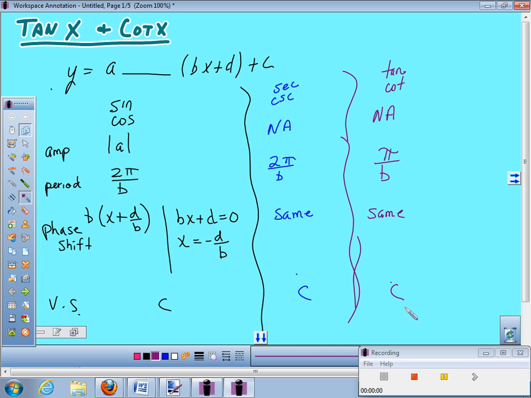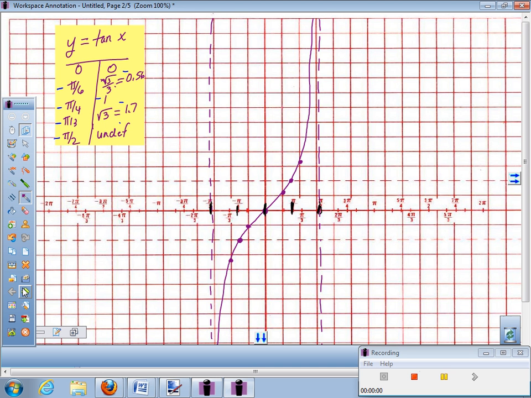So the main thing you have to know is that the period on tangent is pi over b. 1 pi, not 2 pi. Okay, there's going to be a couple other things you have to know too here in a sec. If I wanted to put another period of that on there, now that you know the period is pi, if the center is 0, where's the next center?